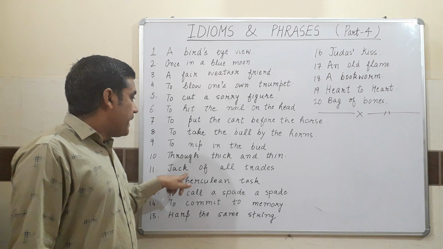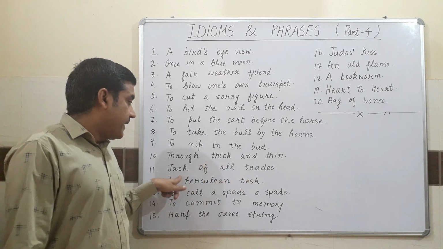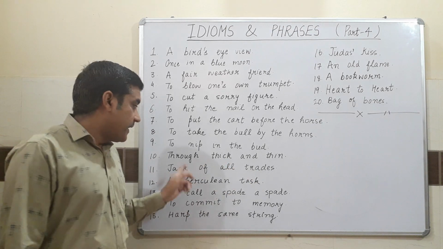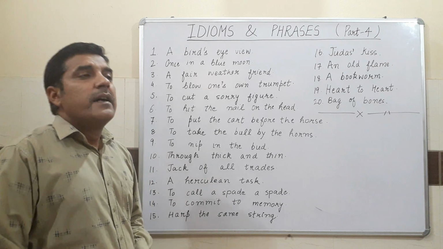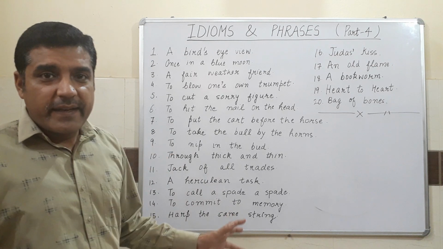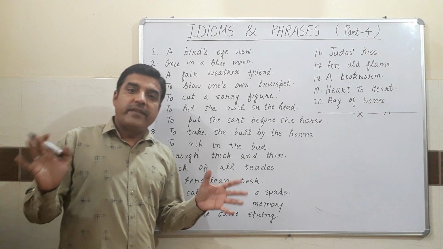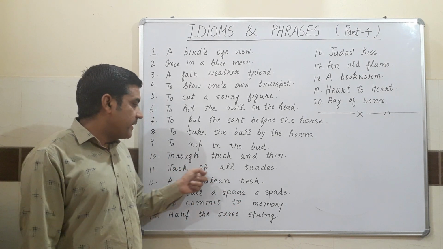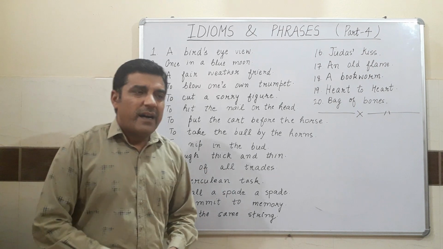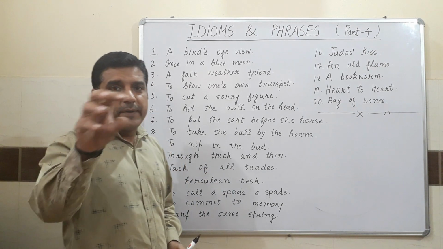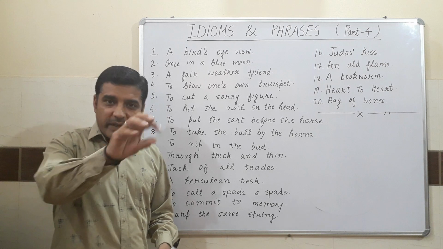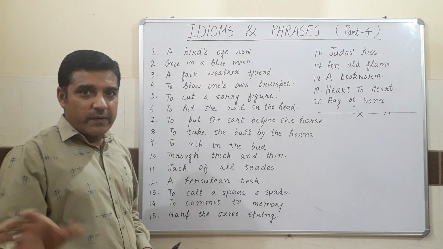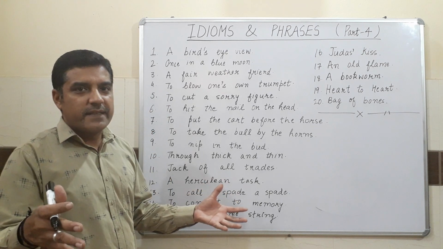Then we have 11, a jack of all trades. What does jack of all trades mean? Jack of all trades means somebody who knows a little bit of everything. Let's say you know a little bit of swimming, you know a little bit of horse riding, you know a little bit of skating, and so on. So you are a jack of all trades, fine.